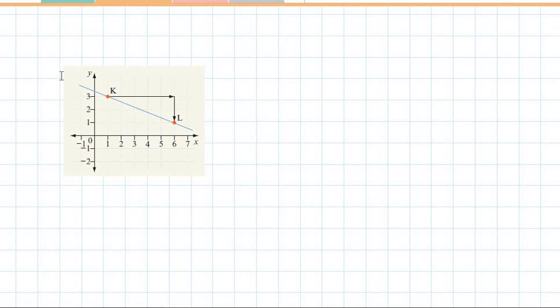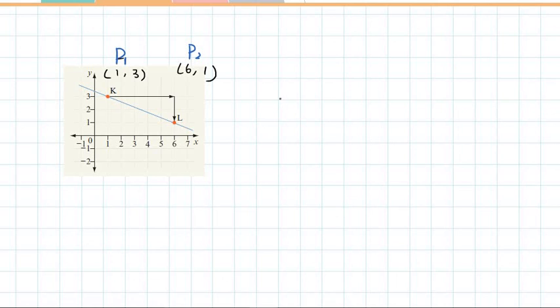Now let's look at another example. We are also going to find the gradient of this linear line. It didn't give us the coordinates of these two points K and L, so we're going to write them down first. The coordinate for K is (1, 3), and for L is (6, 1). So those are my two points. I can label them as point A and point B, or point 1 and point 2. It doesn't really matter. I will label them as point 1 and point 2, which I think is going to be clearer for some of you.